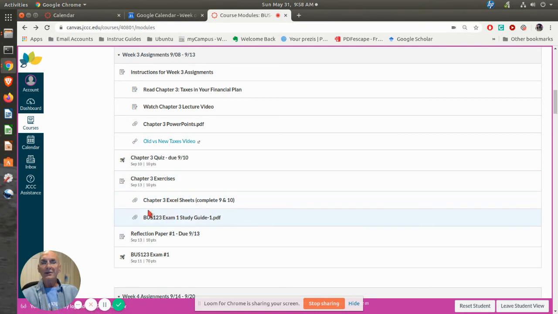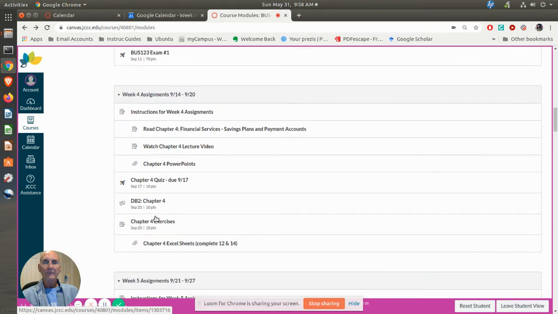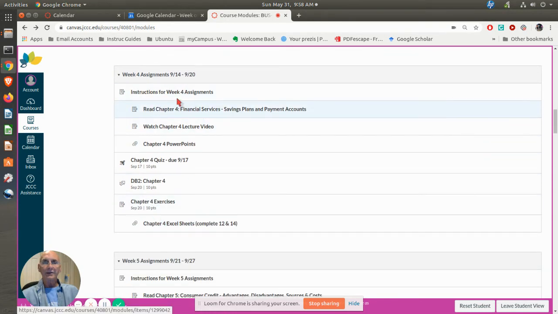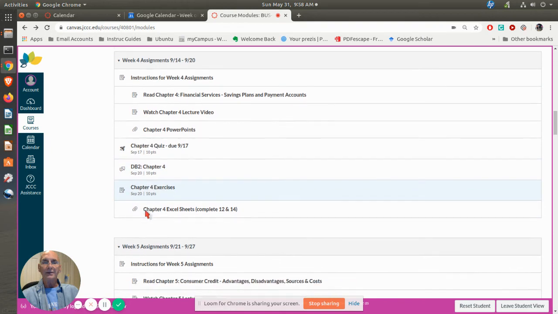And then there's also a study guide. The study guide goes along with the exam. In other words, every week, whenever we have an exam, one of the tests over several chapters, there will be a study guide to help you with that. So as you're studying for the test, you go through that study guide. It tells you, here are the key things that you need to know. Week 3, you have your instructions, your readings, the chapter lecture, the PowerPoints to go along with that, the quiz, the discussion board, the exercises, etc.